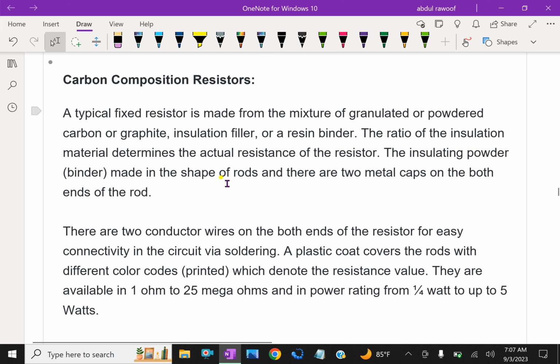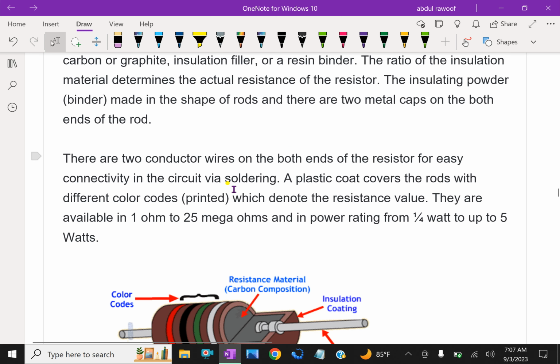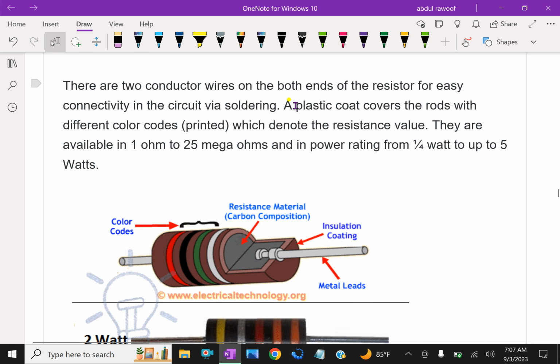Next, the insulation powder, that is a binder, is made in the shape of a rod, and there are two metal caps on both ends of the rod. There are two conductor wires on both ends of the resistor for easy connectivity to the circuit, and to solder it. A plastic coat covers the rod with different color codes printed which denote the resistance value. They are available from 1 ohm to 25 megaohms, and power rating is quarter watt to 5 watts.